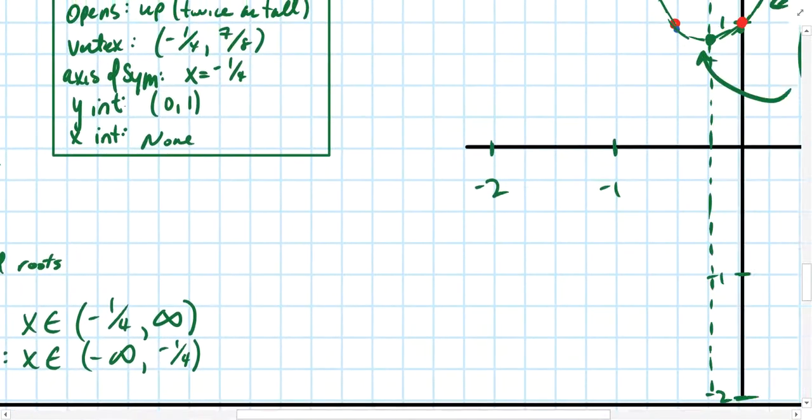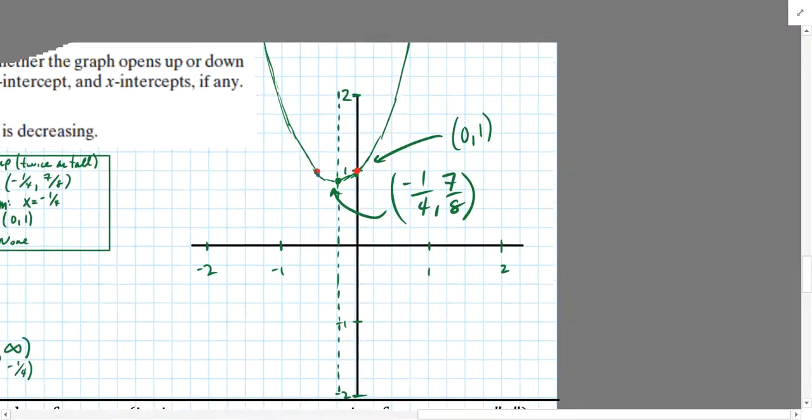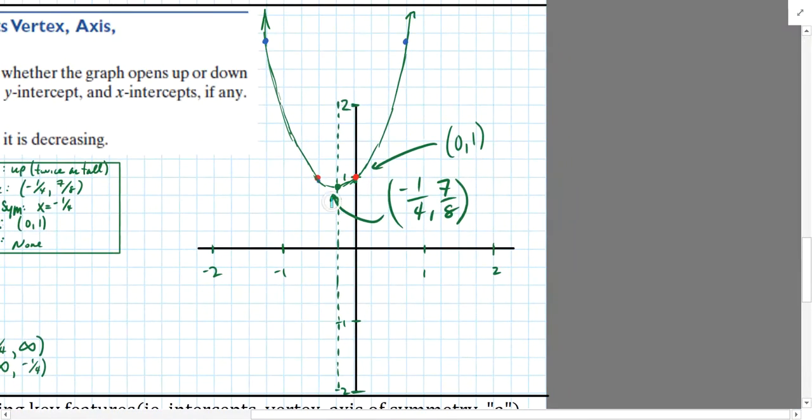That shouldn't be a surprise, because if our vertex was at (-1/4, 7/8), and we had a y-intercept at (0, 1), and we know that the graph is opening upward, then clearly the graph will not touch or cross the x-axis.